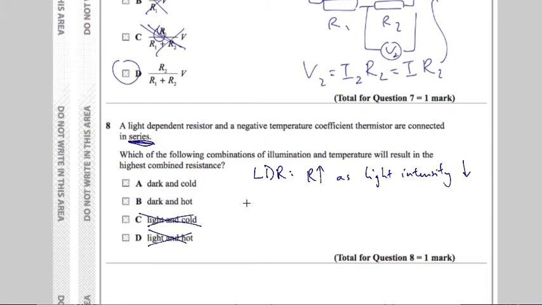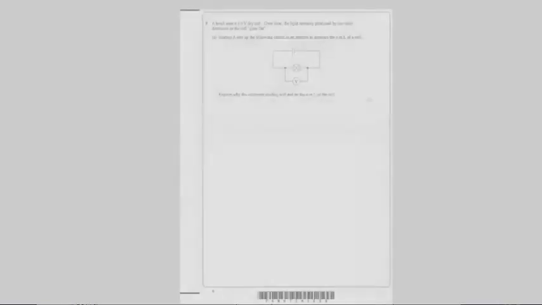And then for the negative temperature coefficient thermistor, negative temperature coefficient means as the temperature increases, the resistance decreases. In other words, there is a negative correlation between temperature and resistance. So to increase the resistance, we must lower the temperature, so it's going to need to be dark and cold. The answer is A. Okay, that's the end of the multiple choice questions. Let's get into some real physics now.